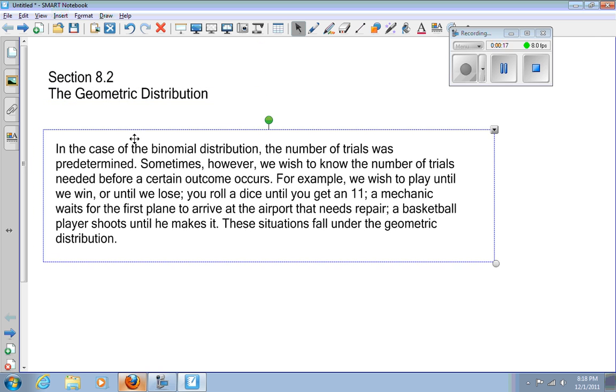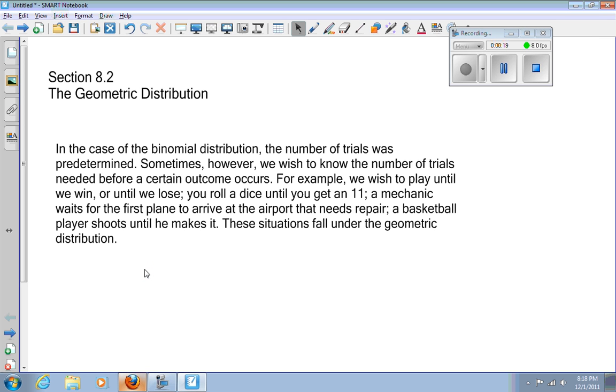In the case of the binomial distribution, we knew how many trials we were going to have. The number of trials was predetermined. However, sometimes we want to know how many trials will it take before something happens. For example, we want to play a game until we win, or maybe until we lose. We want to roll a die or a pair of dice until we get an 11.